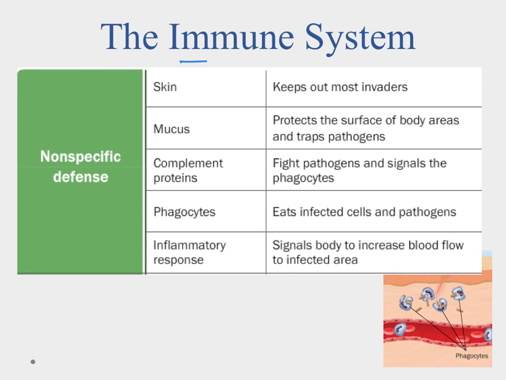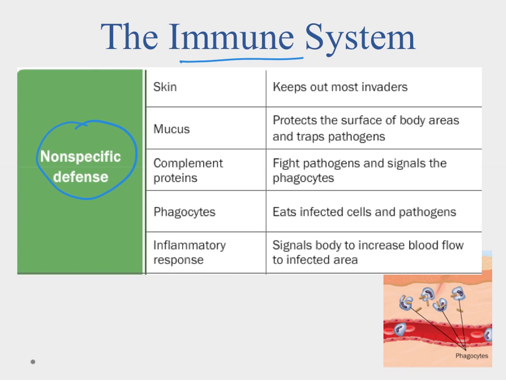Okay, so let's talk about the immune system. The immune system is what tries to keep pathogens out of our body or has a way of dealing with them if they make it into the body. And there's 2 different systems we'll talk about. The first one is this nonspecific defense. And this is going to be if something gets inside, how we deal with those issues.